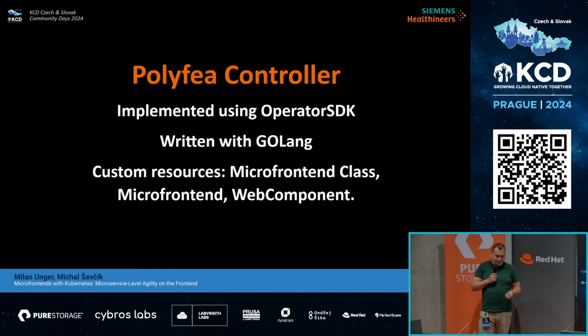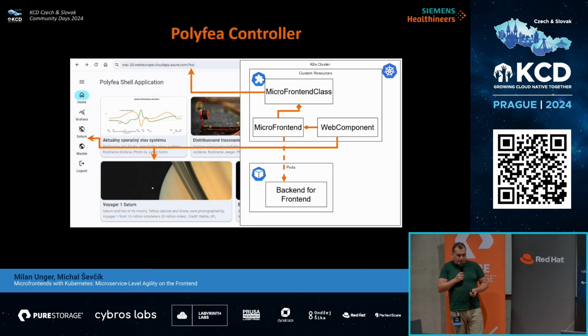So we decided with Milan to create a new version and also refactor the custom resources a little bit. We have 3 different custom resources: one is Microfrontend class, one is Microfrontend, and one is web component. So let's look a little bit more into the details. So here it is. I hope it's visible.